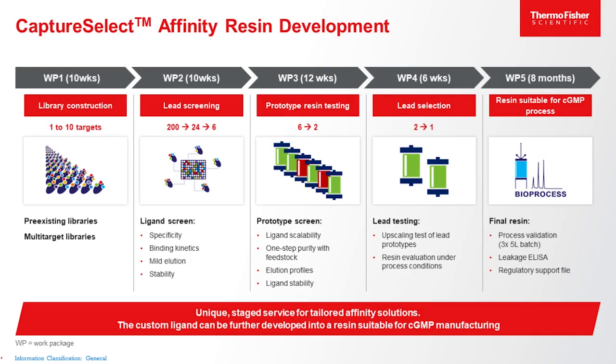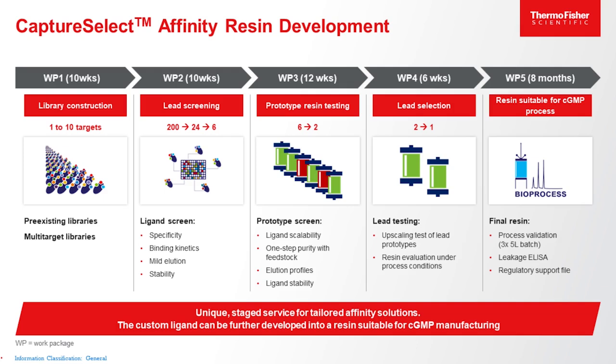So for you to have an idea of the whole process of development of affinity resin, we divided it into different work packages. This is a milestone-based service, and we typically start with the library construction, which can use between 1 to 10 targets. We can start with pre-existing libraries, or we can even create multi-target libraries. So it's dependent on the customer needs.